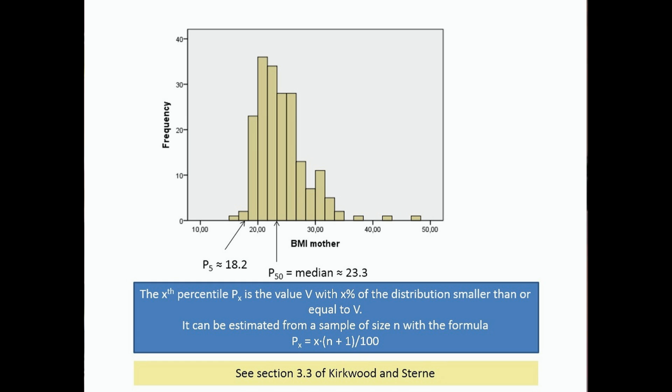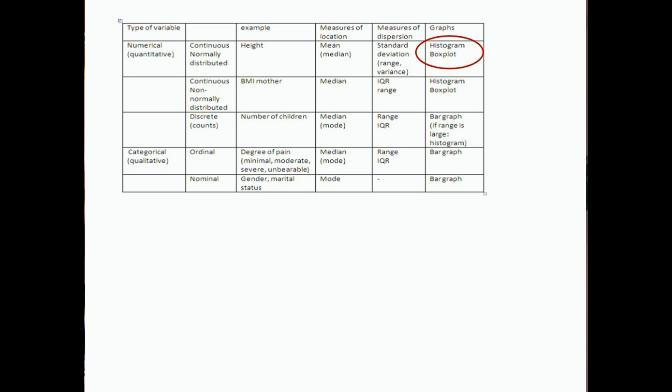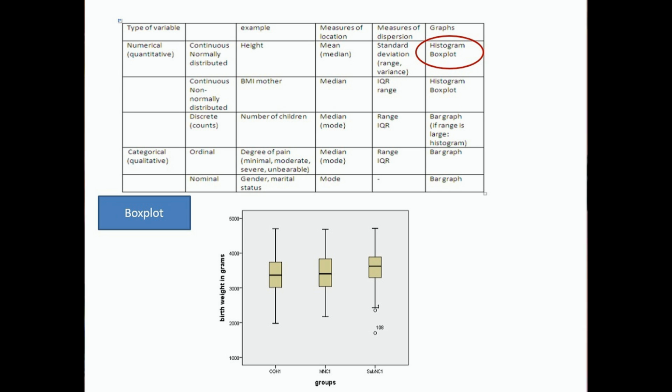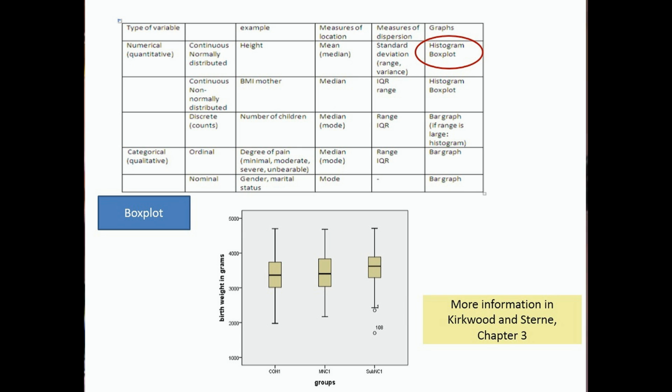A very useful graph for continuous variables is the box plot, especially if you want to show the distribution of a continuous variable within subgroups. In this box plot, the 3 IVF groups are shown with respect to the birth weights of the children. More information about this graph can be found in Kirkwood and Stern.